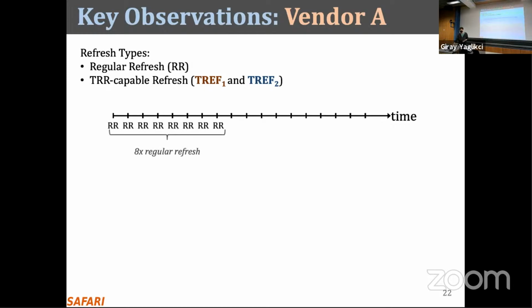During the first 8 refresh commands, the DRAM chip performs regular refresh only. On the 9th refresh command, the TR mechanism performs TR-capable refresh TRF1. And during the next refresh commands, the DRAM chip again performs regular refresh, and these are followed by a TRF2. So overall, the TR mechanism uses every 9th refresh command to perform either TRF1 or TRF2 in an interleaved manner.